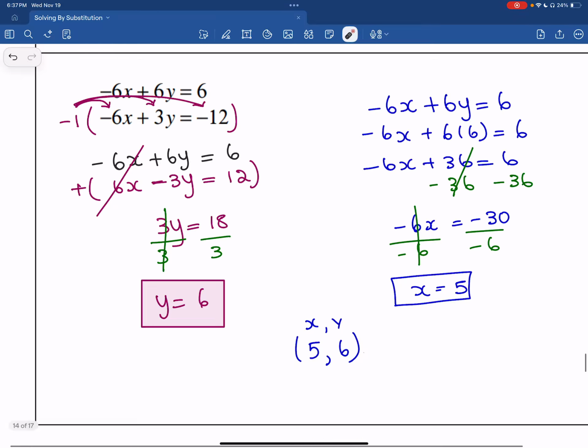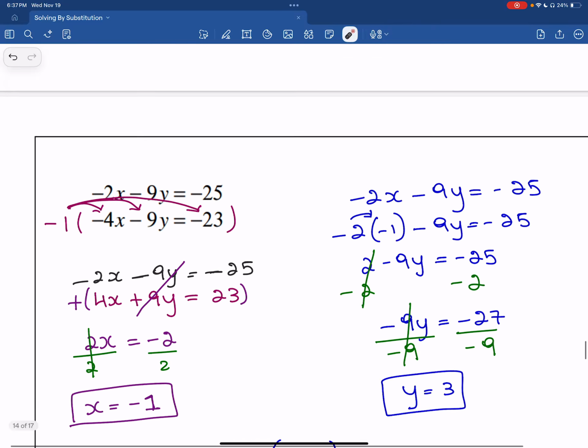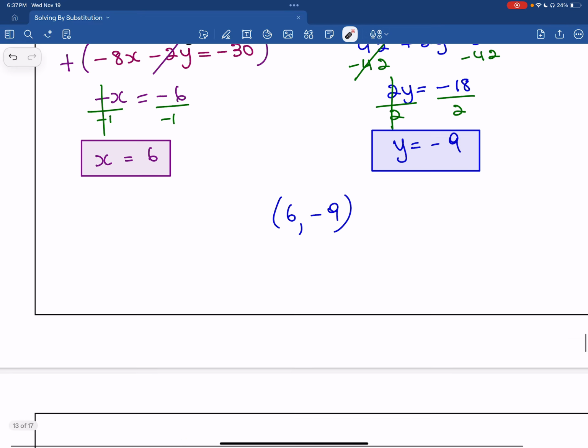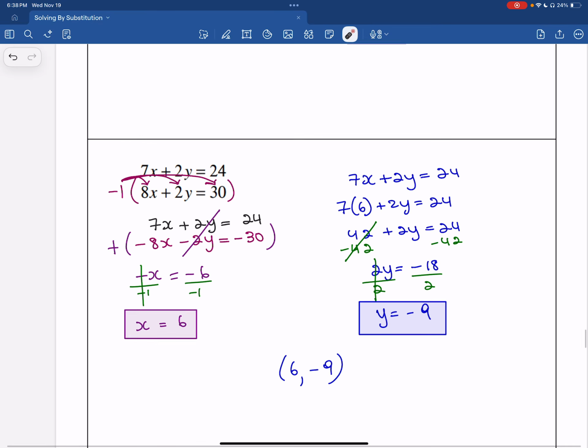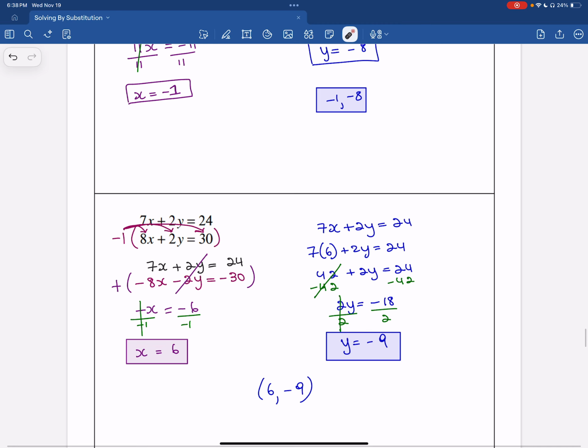Okay, that's all for that type, solving when we don't have opposites. I'm not sure if I over-explained, but I hope it was helpful.